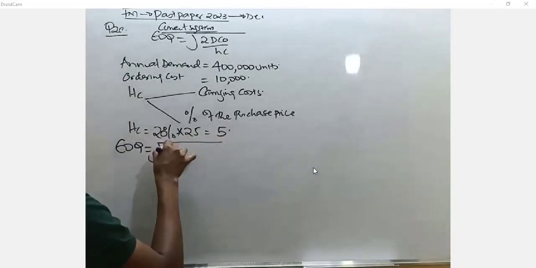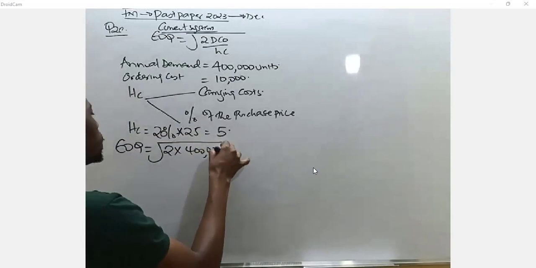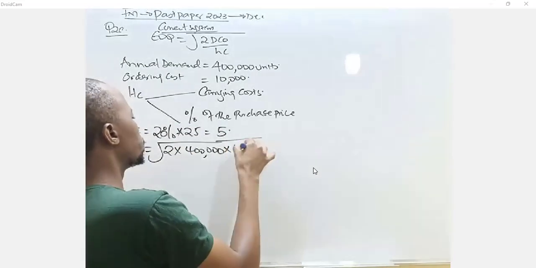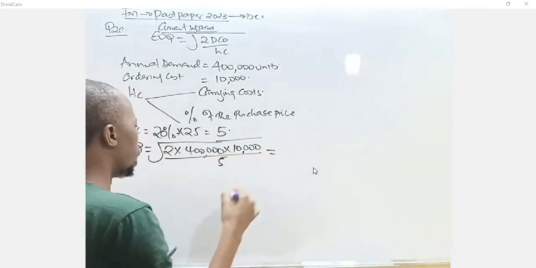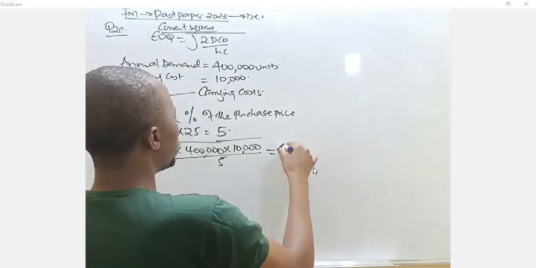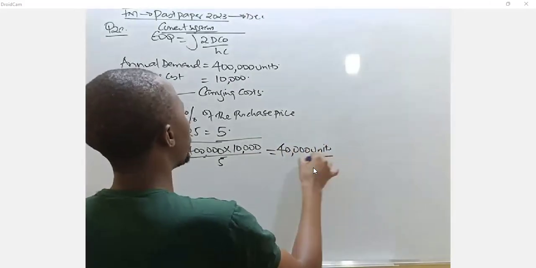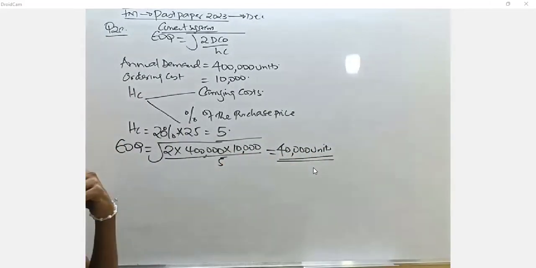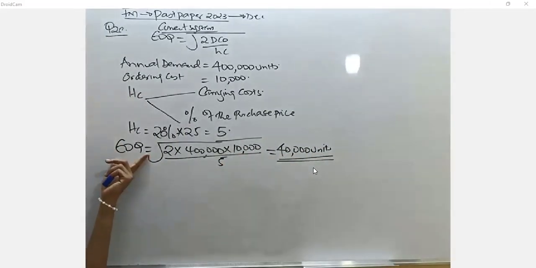My EOQ will be the square root of 2 times 400,000 times 10,000, divided by 5. So how much am I getting here? Dividing and taking the square root, we are getting something closer to 40,000 units. And if, for example, you are going to be leading certain organizations in future, when you are looking for solutions for inventory management, one thing you have to check is the economic order quantity. This is normally called the reorder quantity.